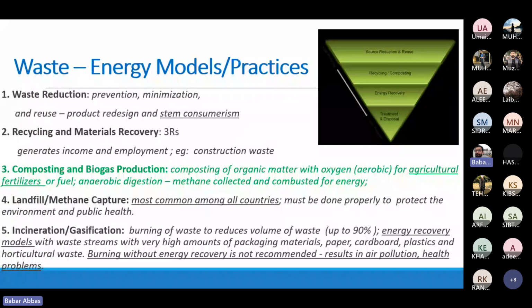Landfill methane capture is another vital source for the capture of landfill gases, as we discussed earlier in the previous lecture.